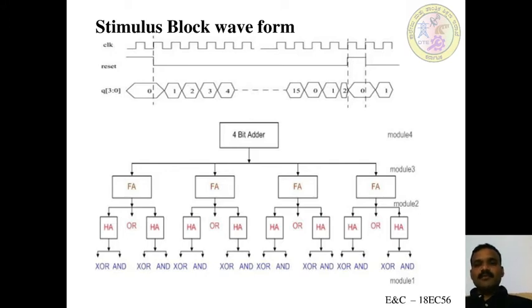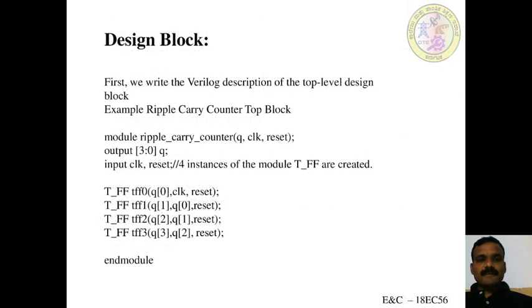So how are we going to divide the top level module down to the leaf cell? We already know the leaf cell and the previous structure. In the last session I explained the top down methodology and the bottom up methodology. Based on that we are going to divide module 4, module 3, module 2 and module 1.